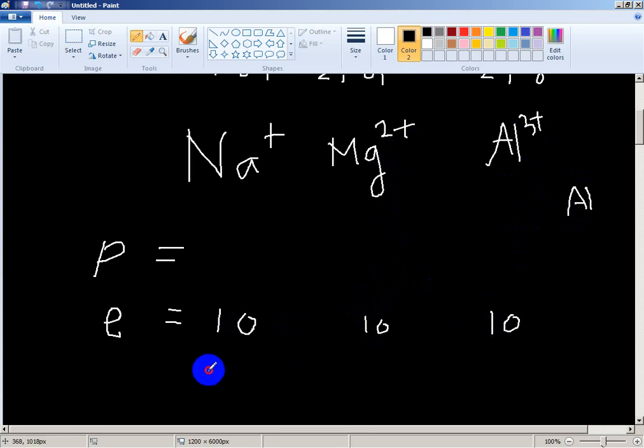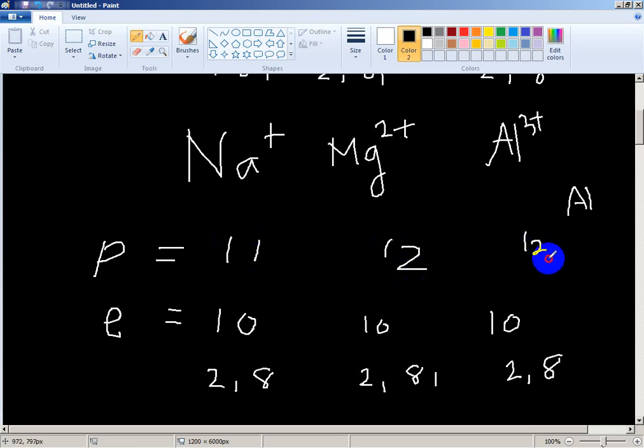So their electronic configuration will be 2, 8 for each. So the electronic configurations are the same, so they are isoelectronic: sodium 1 plus ion, magnesium 2 plus ion, aluminum 3 plus ion. The proton numbers remain different: 11, 12, 13. But here the electron number stays the same.